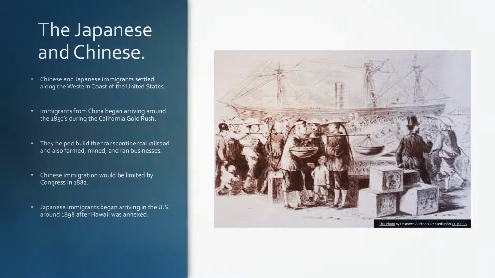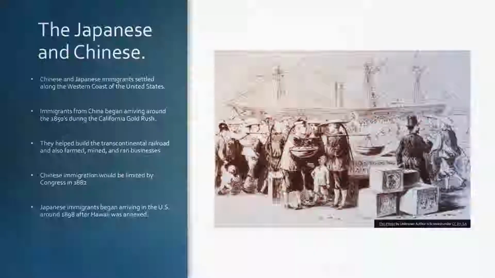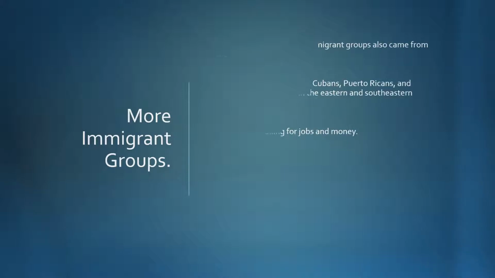However, Chinese immigrants would be discriminated against, and they would be limited by Congress in 1882, and we'll talk a little bit about that in a little bit. Japanese immigrants began arriving in the United States around 1898 after Hawaii was annexed, or taken over, by the United States. So, more immigrant groups.